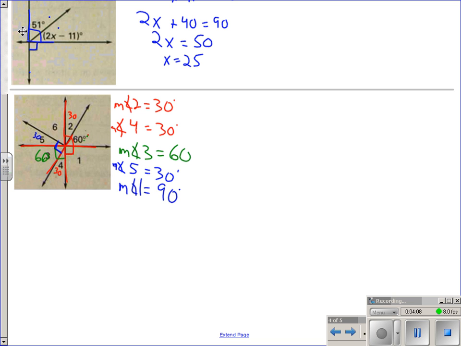I'm going to clean this picture up a little bit. These two main lines, the horizontal and vertical one, there was a right angle here, which means there are going to be four right angles. So if this part is 30, angle 6 has to be the remaining 60 degrees. And that is angles 1, 2, 3, 4, 5, 6. We got them all.